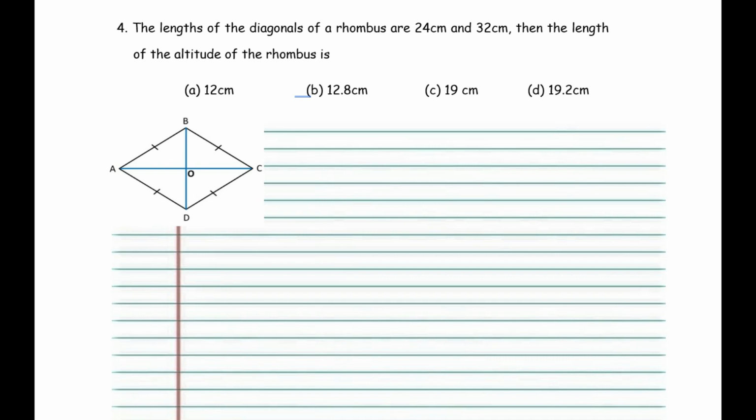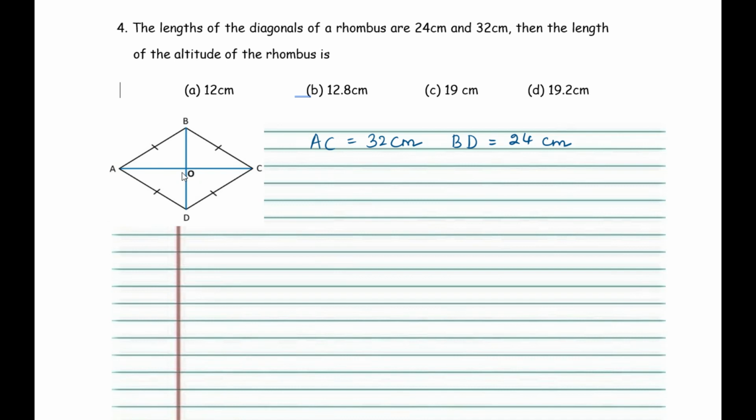Students, now moving to question number 4. The lengths of the diagonals of a rhombus are 24 centimeter and 32 centimeter. Then the length of the altitude of the rhombus is, we need to find out the altitude of the rhombus. Students, as you can check in the figure, now I'll consider the diagonal AC as 32 centimeter and the diagonal BD as 24 centimeter as given in the question.